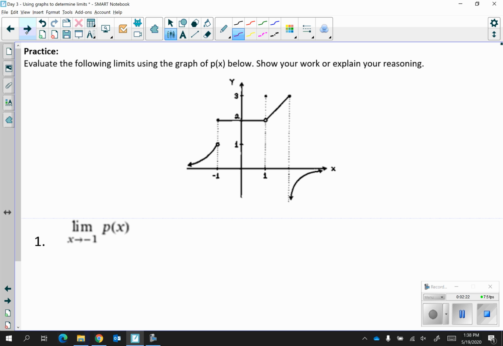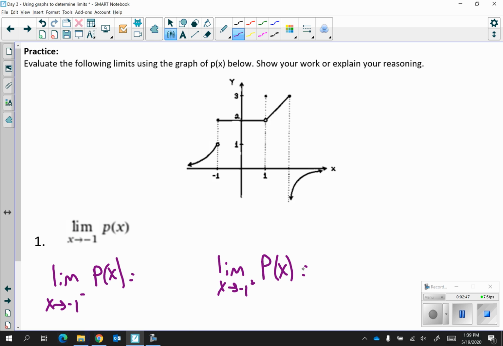So we're going to try several practice examples. Now, they're asking us for the limit as x approaches -1. In order to find that, you need to find the limit as x approaches -1 from the negatives of p of x. We need the limit as x approaches -1 from the positives of p of x as well.